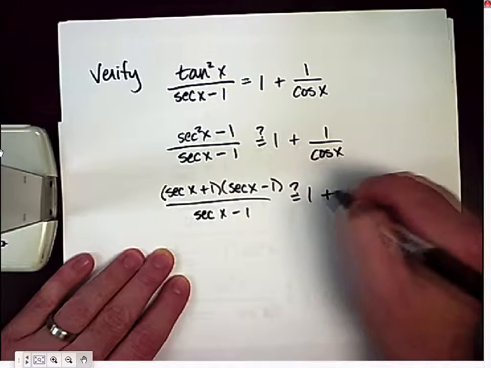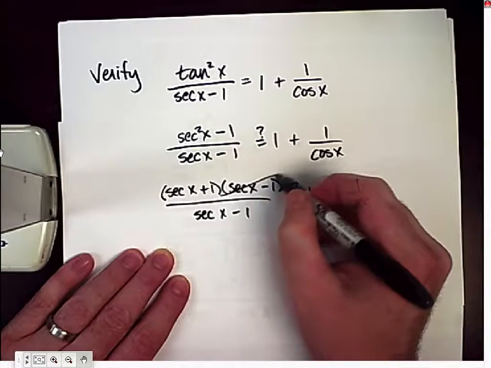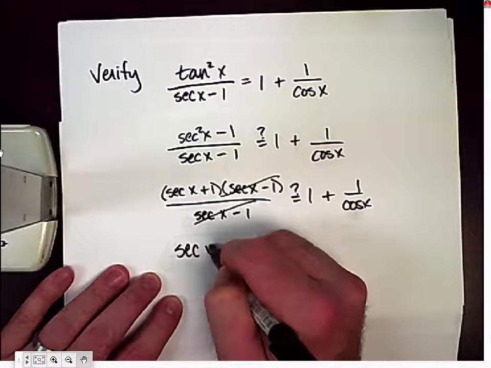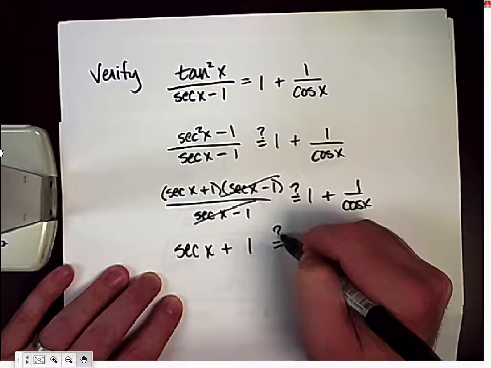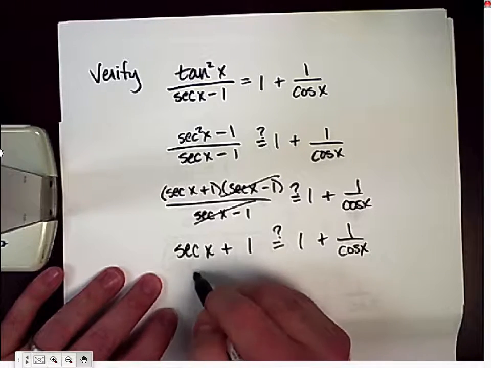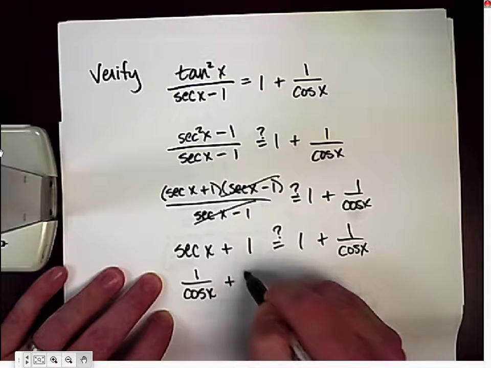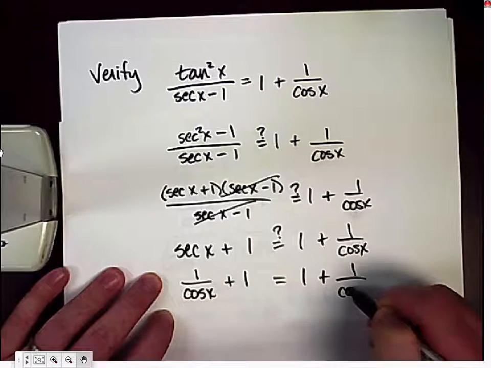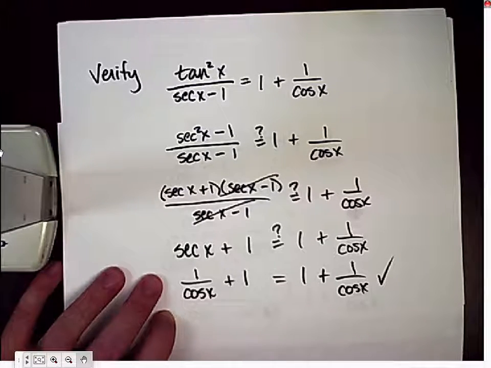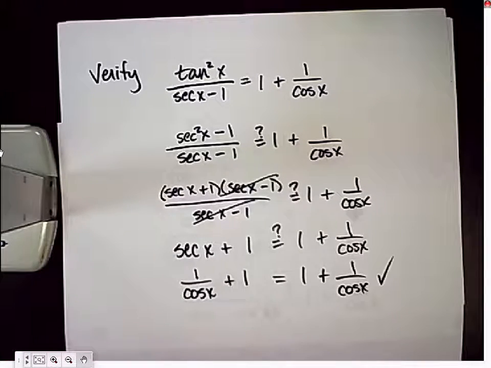And that cancels, so we have secant x plus 1. Does that equal 1 plus 1 over cosine x? Yeah, because secant is 1 over cosine x, plus 1 equals 1 plus 1 over cosine x. Look at that. So, unfortunately, there's not a way that I can say if you do this every time, that's the shorter route. Because sometimes sine and cosine is the easiest, shortest route. Sometimes using the other identities is an easier route.